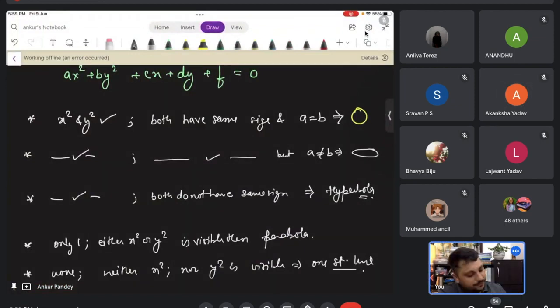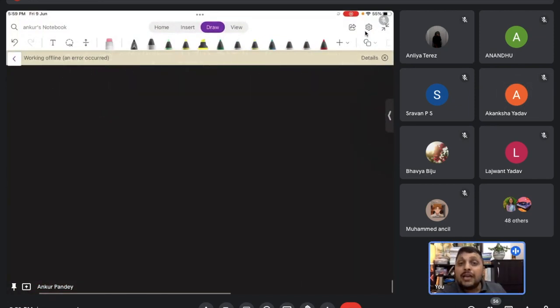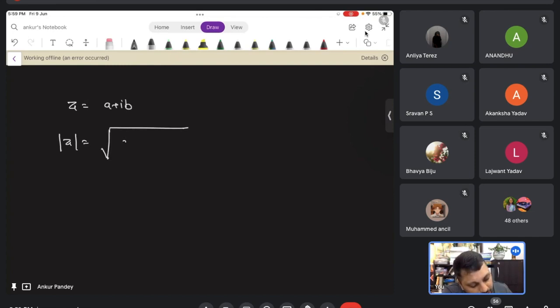So beta, what kind of question will come? Now listen to me. In a locus question only one thing will be required. We know that when we say z is a complex number, say for example x plus iy, then mod z is the square root of x square and y square, right or not?